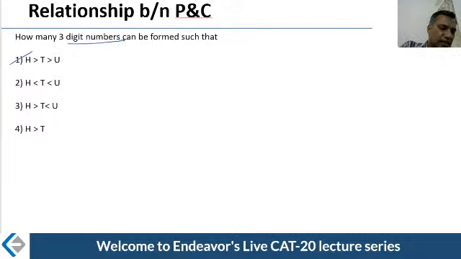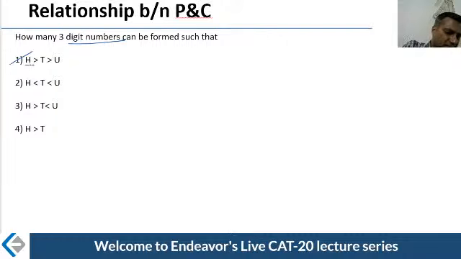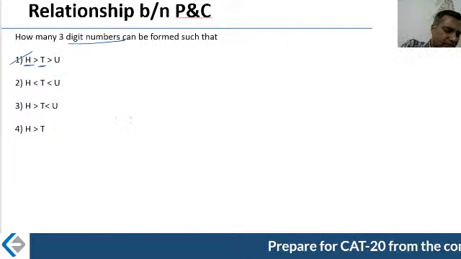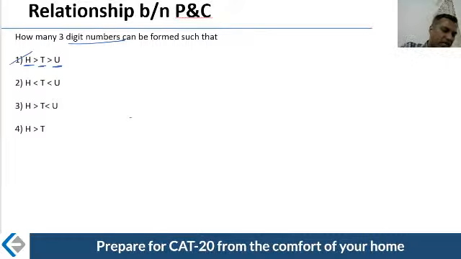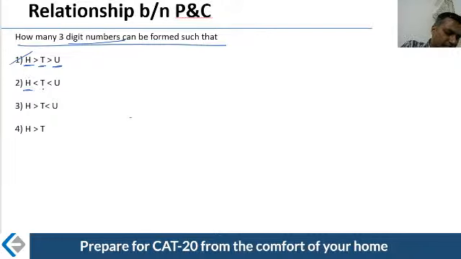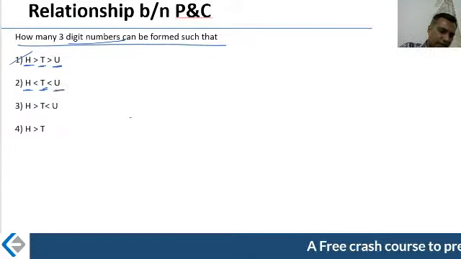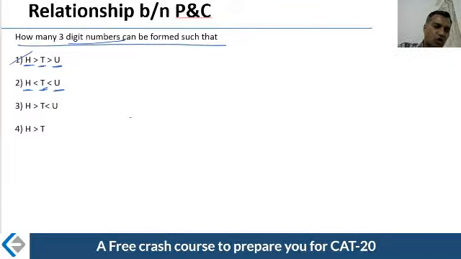How many 3-digit numbers can be formed such that the digit in the hundreds place is greater than the digit in the tens place, and the digit in the tens place is greater than the digit in the units place? What about the second question? How many 3-digit numbers can be formed such that the digit in the hundreds place is less than the digit in the tens place, which in turn is less than the digit in the units place? Similarly, third and fourth question. That's how you've got to read these conditions.